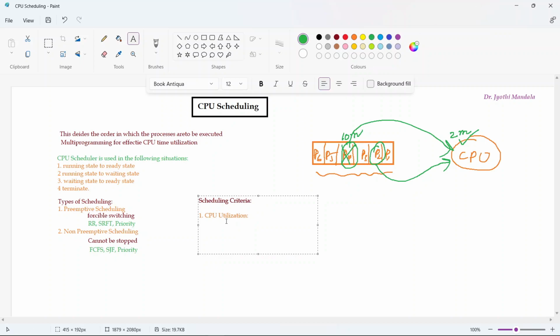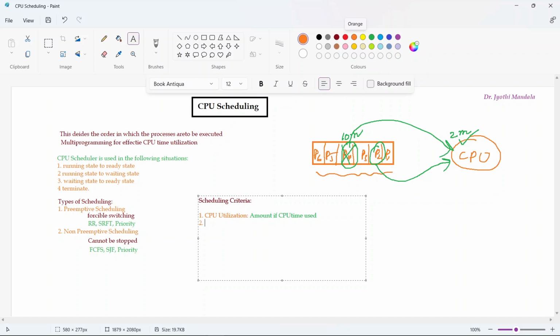Just make a note, all of you: amount of CPU time used. This is the first criteria. There is no formula for that one. The time will be generated automatically, maybe in terms of seconds or nanoseconds. So you will be getting the CPU time, and that time is your measuring criteria.